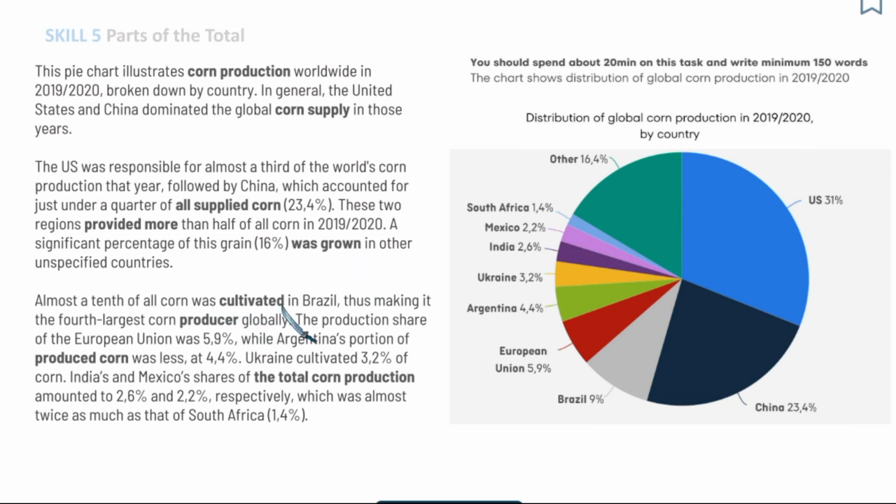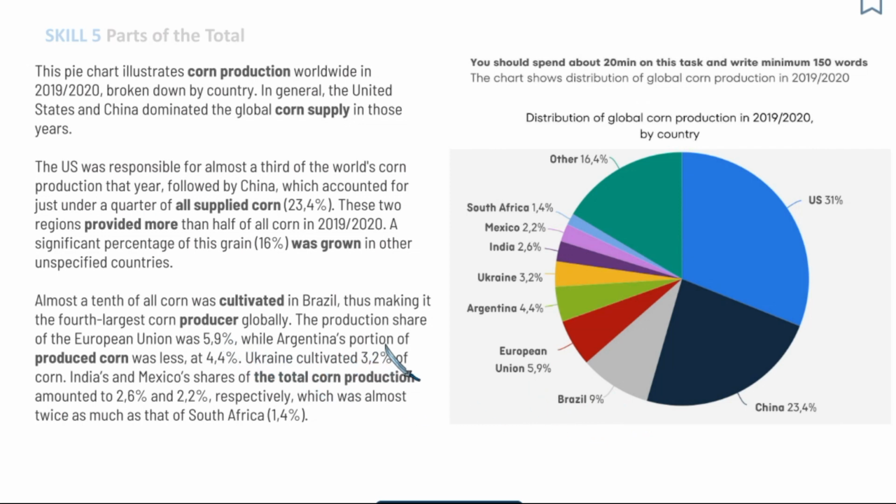Was cultivated. So cultivated and grown are synonyms. I have also used the word producer to convey the idea of production. So thus making it the fourth largest corn producer globally. We're talking about Brazil.